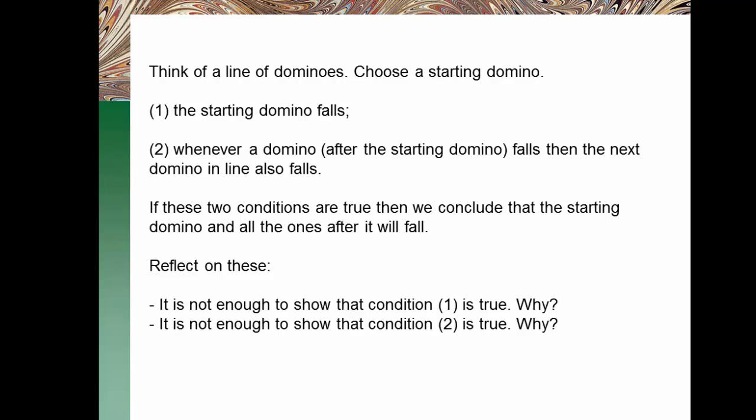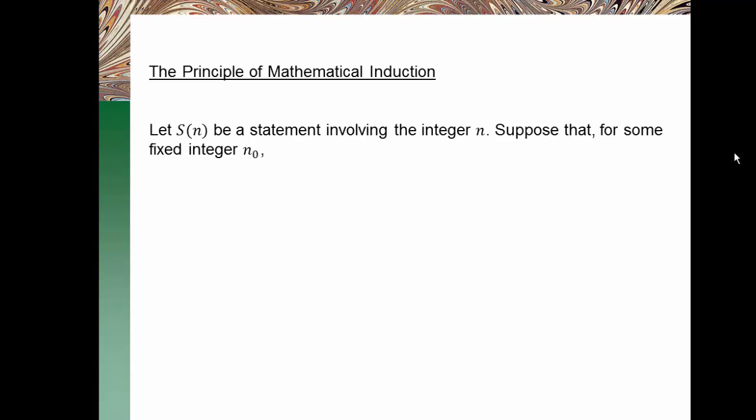It's not enough to show that the second condition is true. Why is that? The second condition is simply a conditional statement. There is no action. It simply verifies that if we pick a domino, then the next one in front of it will fall. But there is no action. No domino is falling. Now let's formally describe the principle of mathematical induction.